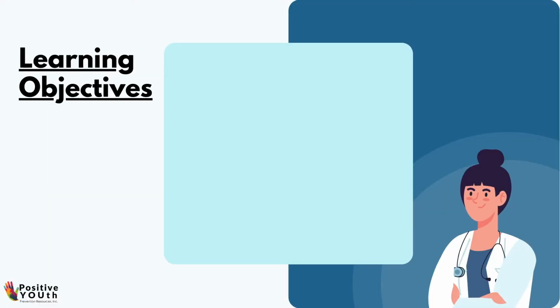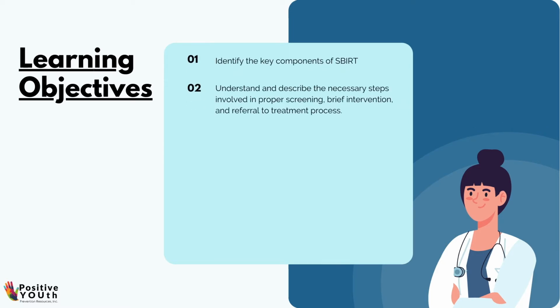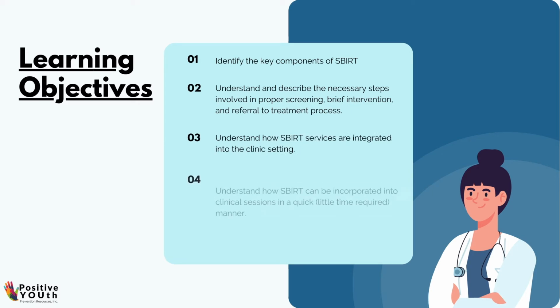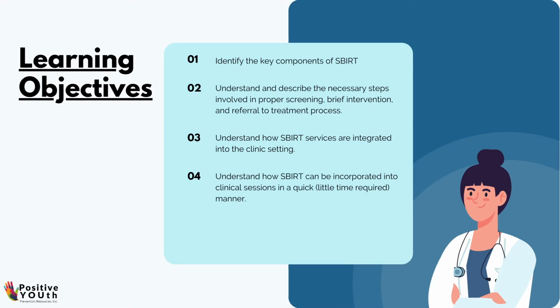This training is designed to promote your knowledge and understanding related to the following learning objectives. By the end of this training, you should be able to identify the key components of SBIRT, understand and describe the necessary steps involved in proper screening, brief intervention, and the referral to treatment process. Understand how SBIRT services are integrated into the clinic setting. Understand how SBIRT can be incorporated into clinical sessions in a quick manner, with little time required. Understand and explain why it is important to identify and address alcohol or drug use during the clinical session.